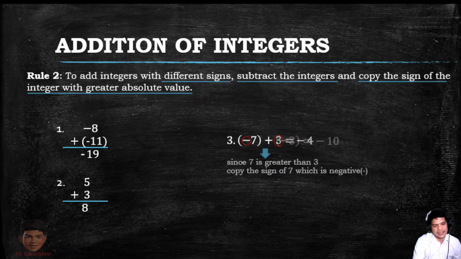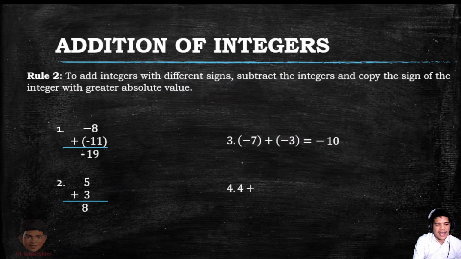Next. We have 4 plus negative 5. Again, check what the operation is. The operation is addition. So let's check which rule we will use. Rule number 1 or rule number 2? Check if they have the same sign. In this case, they have different signs. One is positive, which is 4, and the other is negative, which is 5. Since they are negative and positive, different signs, rule number 2 says to subtract the integers. So subtract 5 minus 4, which is equal to 1.